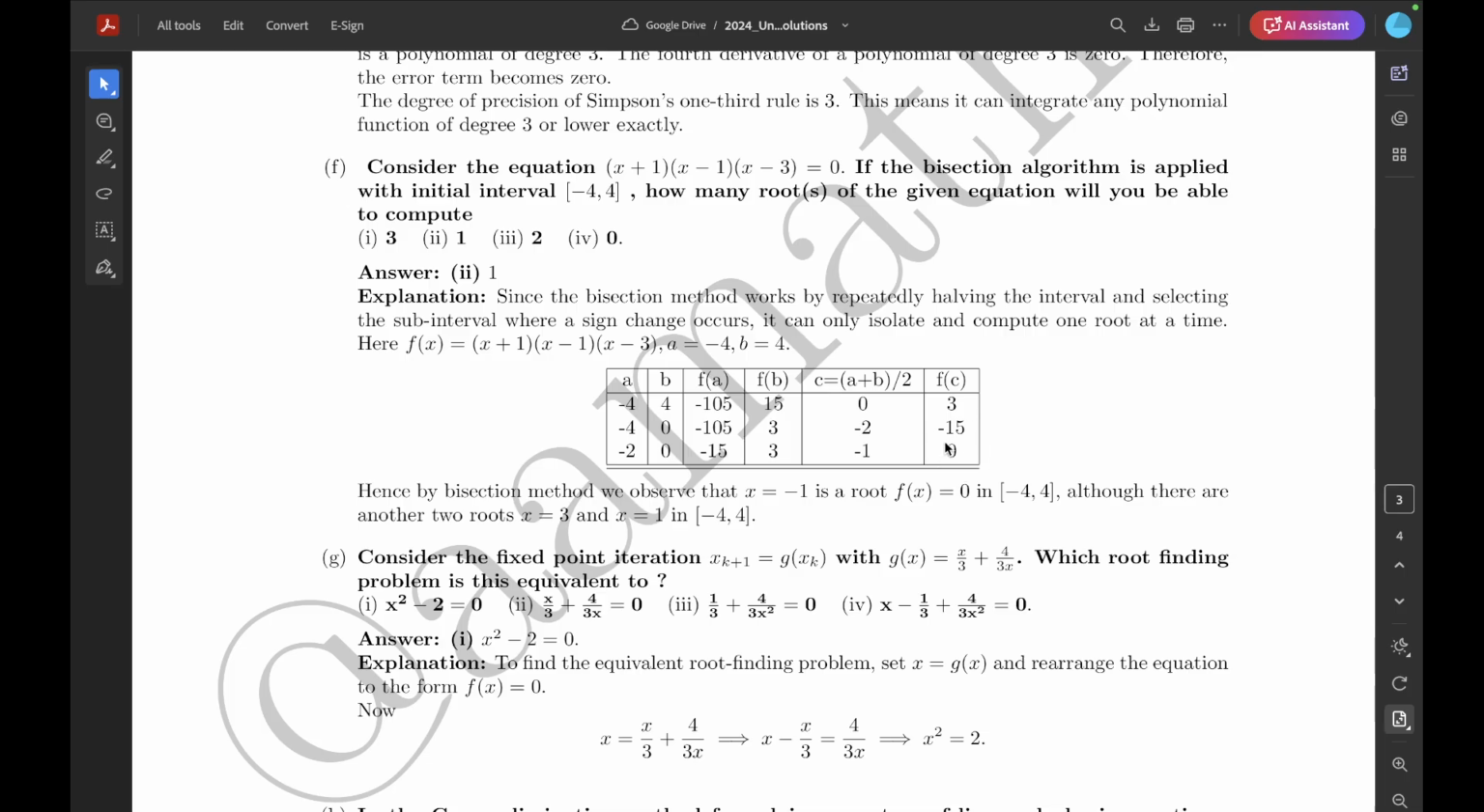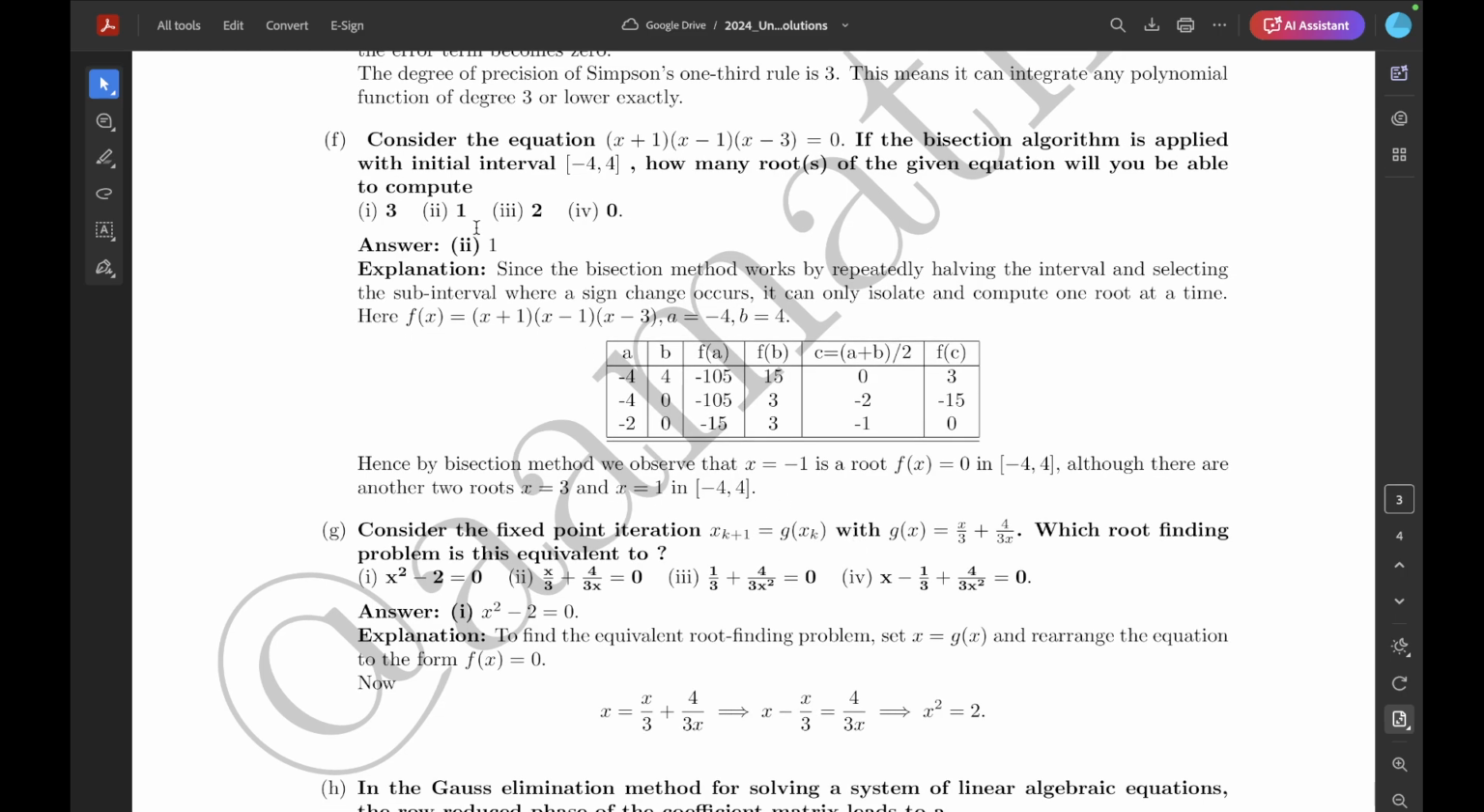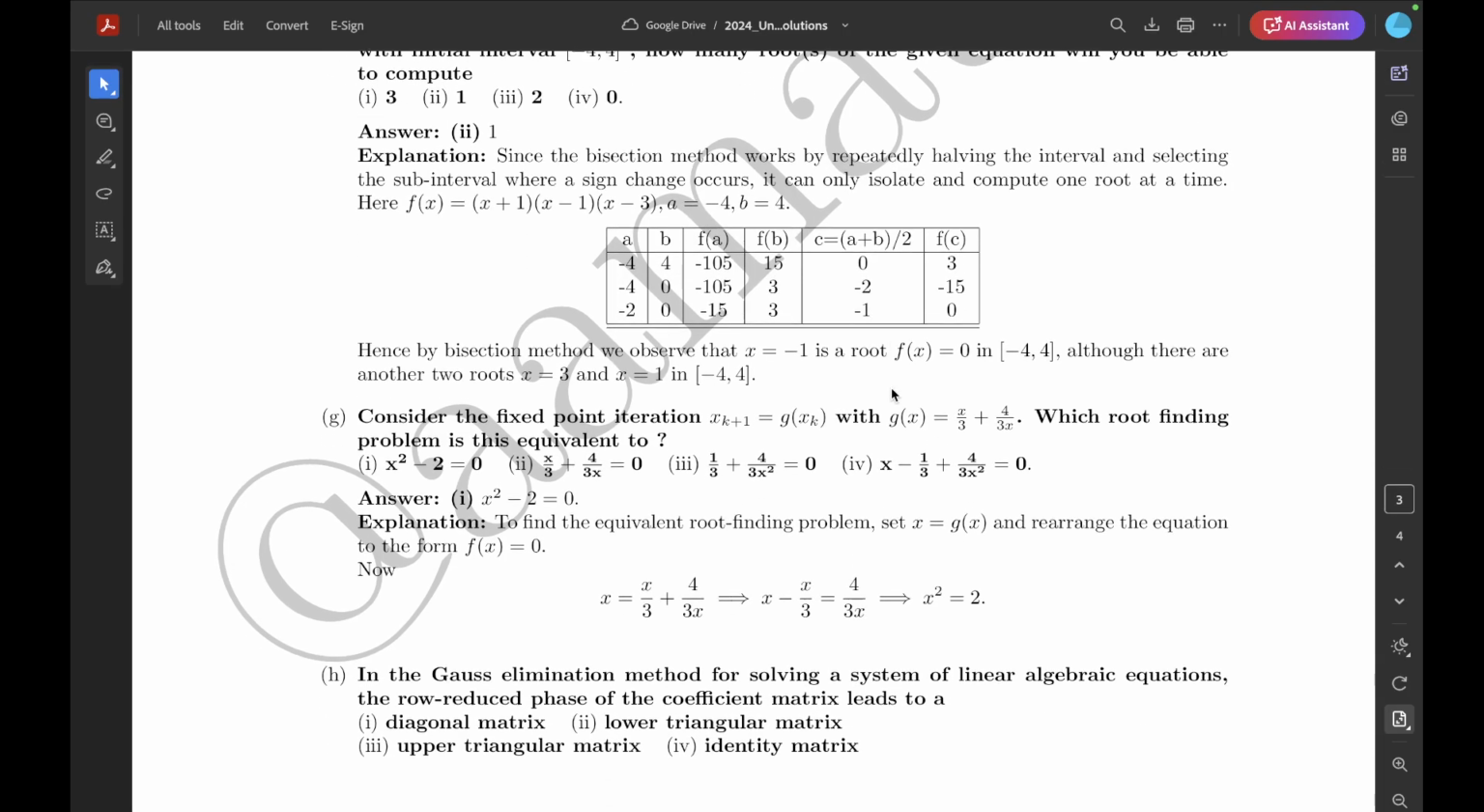Hence x equal to minus 1 is a root of this equation F(x) equal to 0 in the closed interval minus 4 to 4, although there are another two roots, x equal to 3 and x equal to 1 in this interval. So the correct option is 2. Actually we have one root by this bisection method.